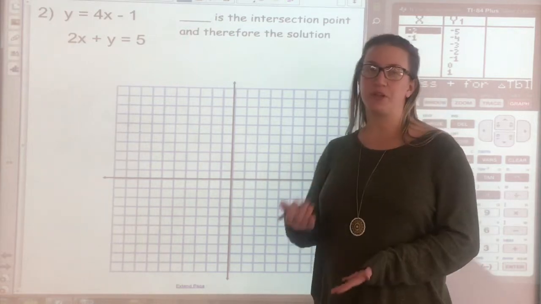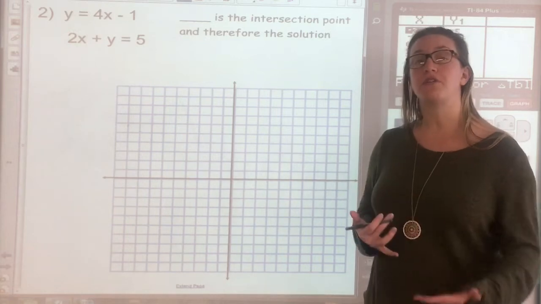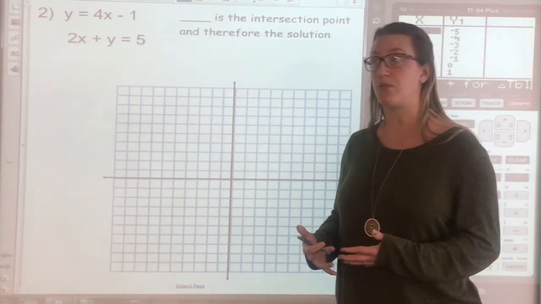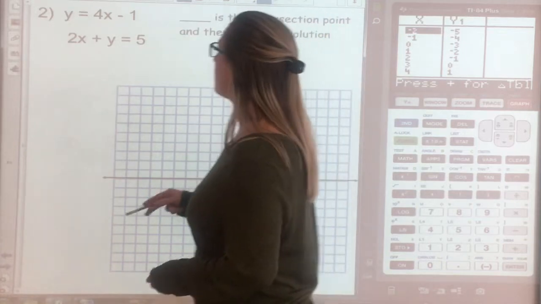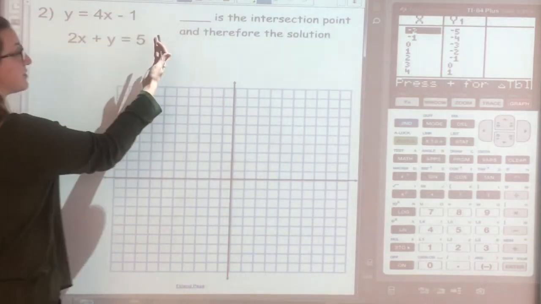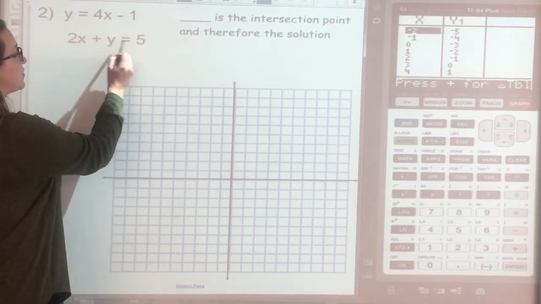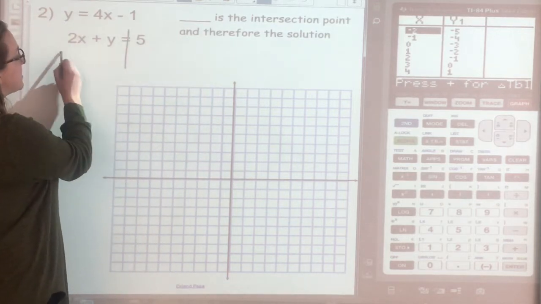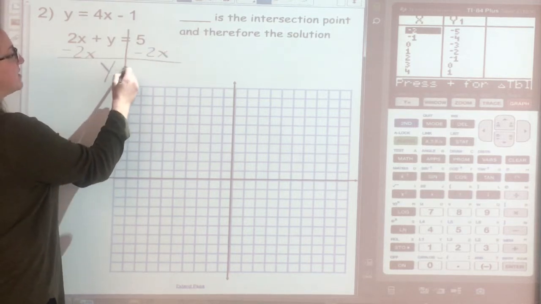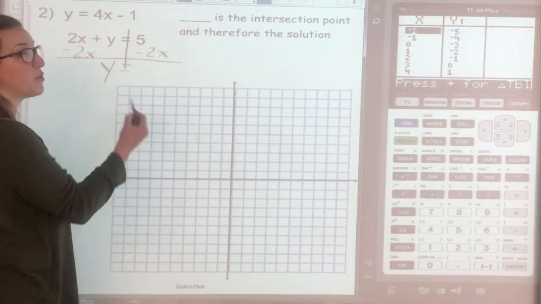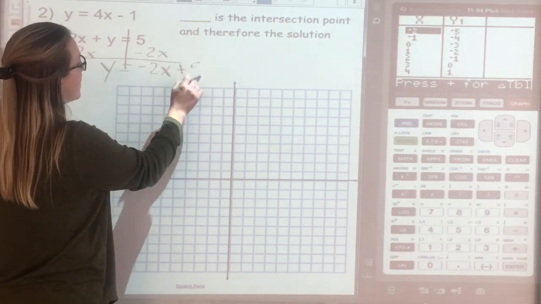And the second example is 2x plus y equals 5. So let's make sure both are solved for y so that we can graph a little bit more easily. So if we take a look, we need to solve the second example for y. So 2x plus y equals 5. I need to get y by itself, so I'm going to subtract 2x from both sides. Y is equal to 5 minus 2x, or in standard form would be -2x plus 5.